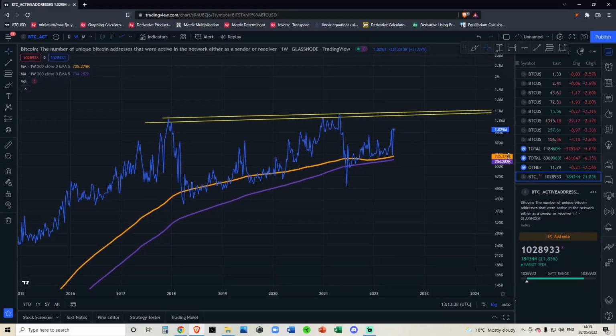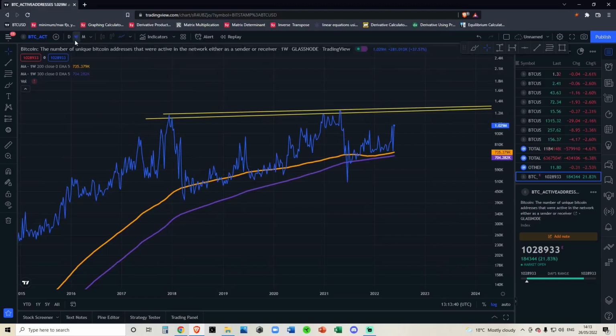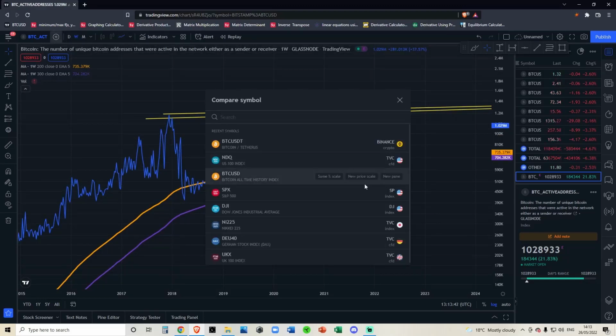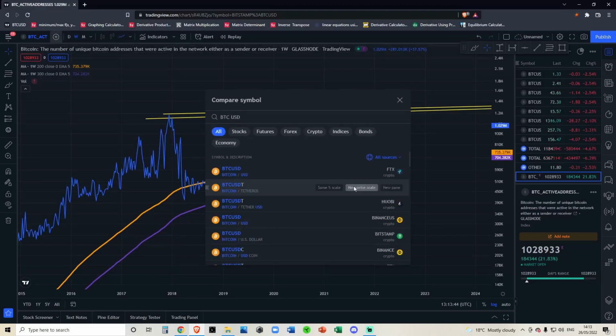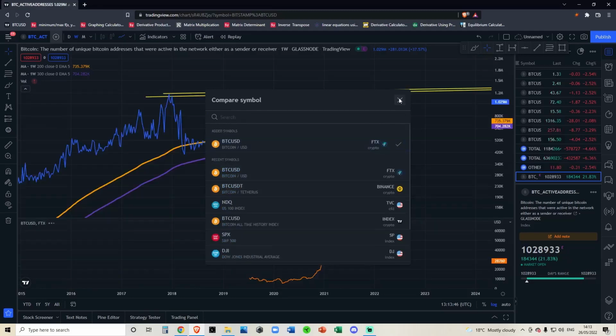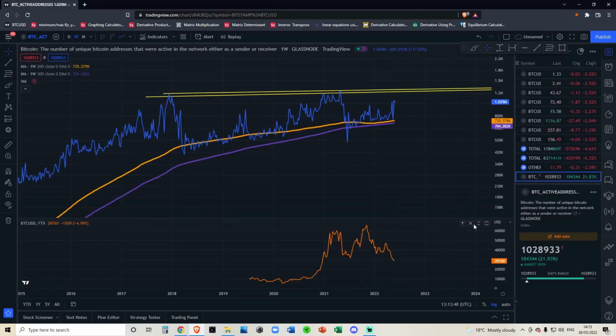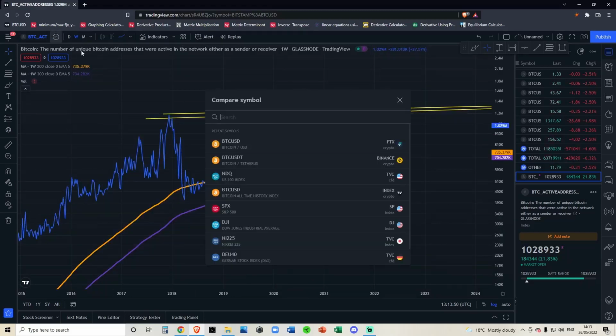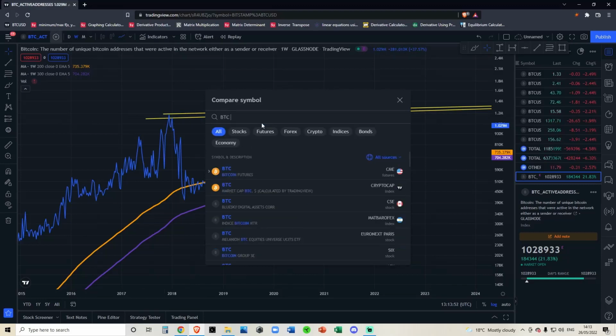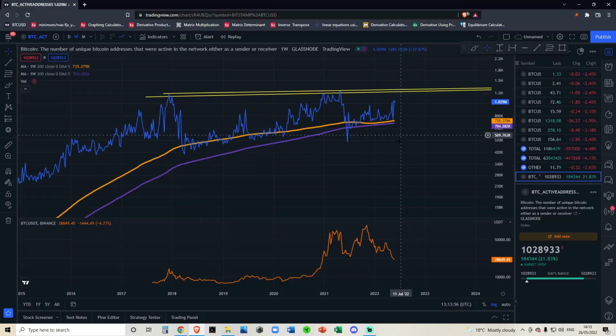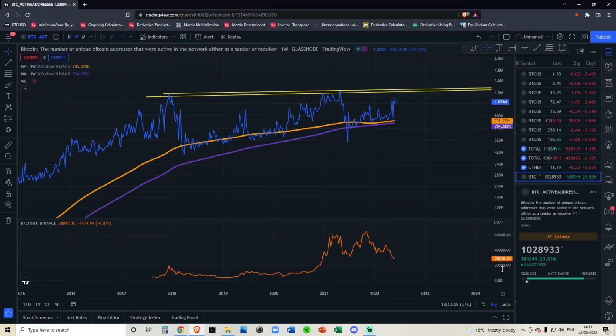Now, first of all, I'm going to start off by adding the BTC USD chart right next to this, so we can literally compare side by side what has happened in previous times when the Bitcoin active addresses skyrocket. So if I add the Binance pair, this should go back far enough and prove my point.